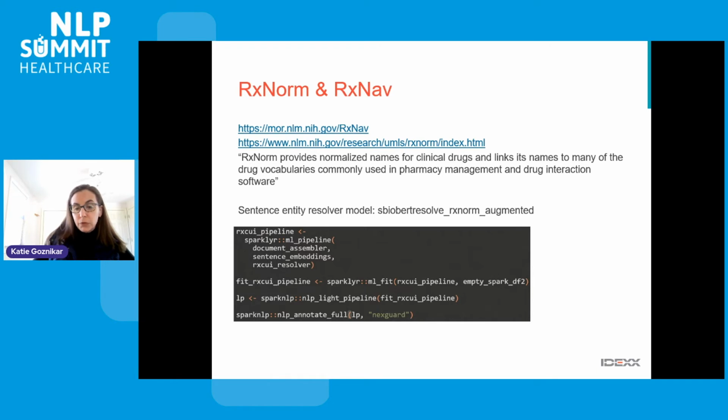One could pipe a full drug description, such as amoxicillin 500 milligrams oral capsule, into the resolver model, and get an Rx CUI result, but we've made the decision not to do this for the reason I'll show you next.